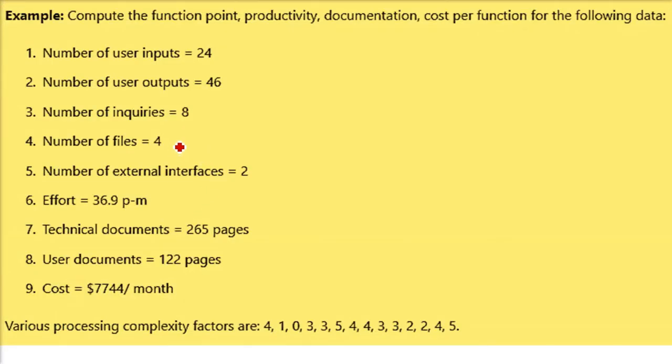Let us take one more example of a function point analysis. Now we have to compute the function point productivity, documentation, and cost per function from this data. The first five are the input parameters, the information domain: 24, 46, 8, 4, 2. We are going to take this as the input domain. Then the effort is given as 36.9 person-months. Technical documents are 265 pages, user documents 122 pages, and cost is $7,744 per month.